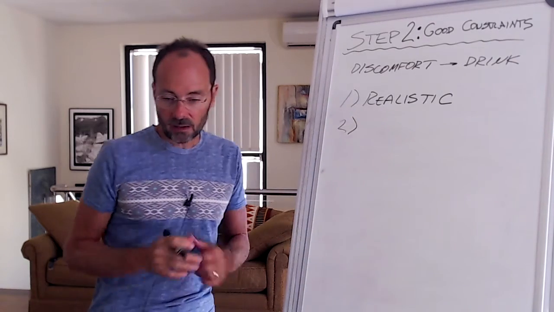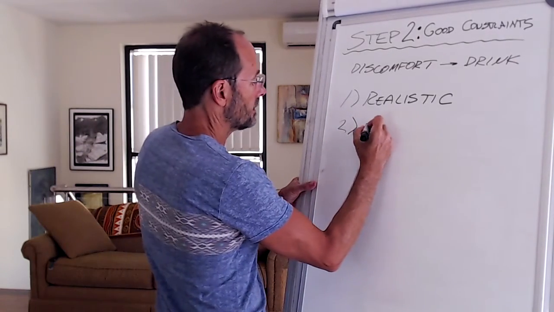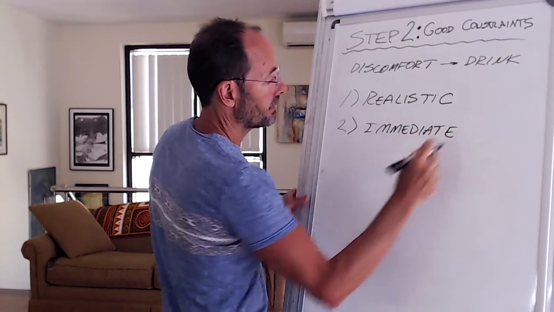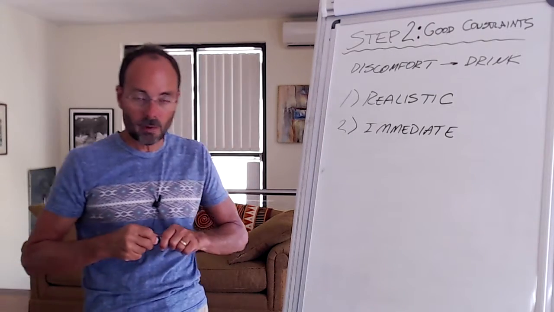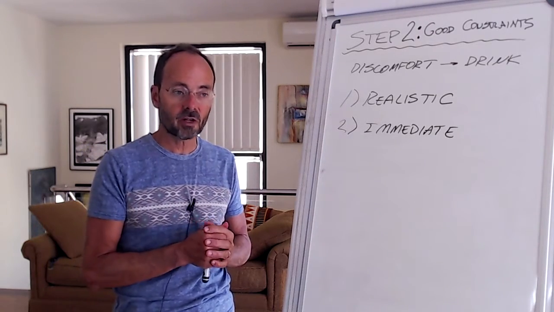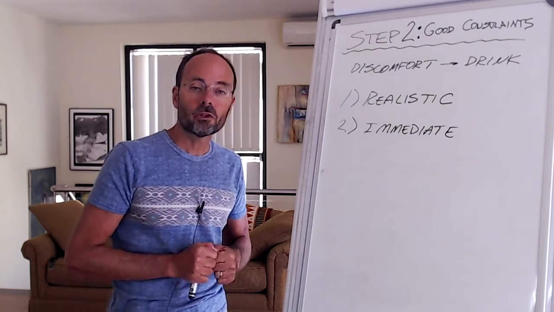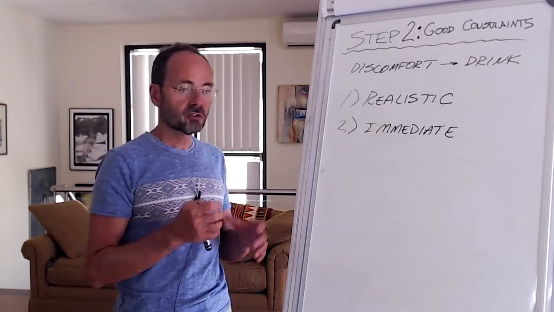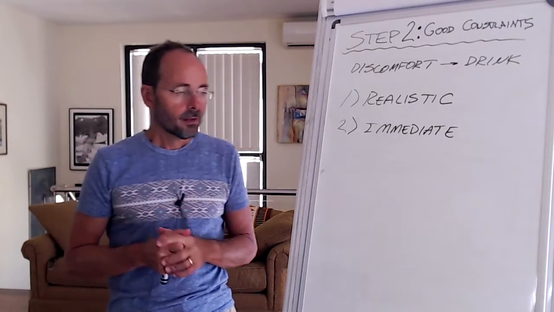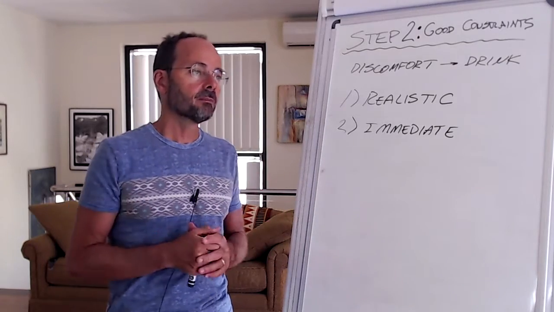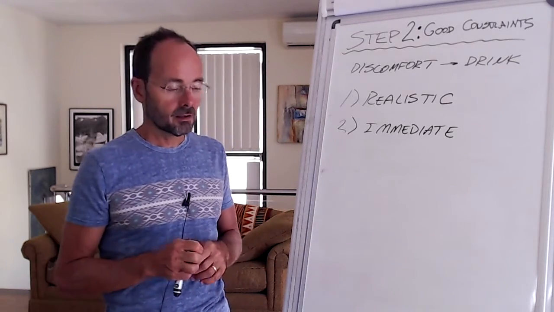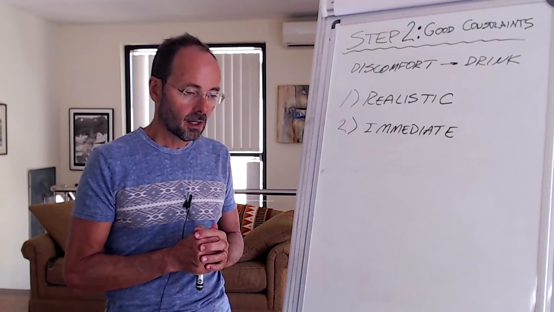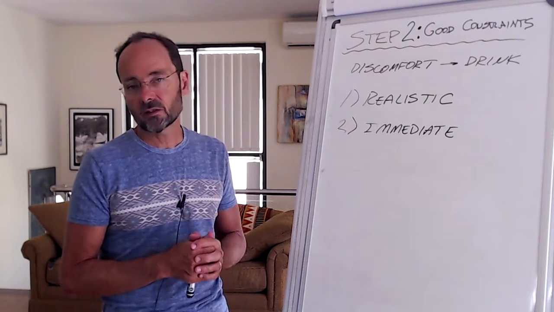The second aspect of good constraints is that they are immediate. And I have a very specific meaning in mind when I say this. The way I teach people to set constraints is decide today what you're going to drink tomorrow. And tomorrow, decide what you're going to drink the next day, and so on. So this is very different than creating some rules where you say, I'm going to cut my drinking back to 12 drinks a week, or I'm only going to drink on the weekends, or I'm only going to have 1 beer a night on weekdays henceforth.